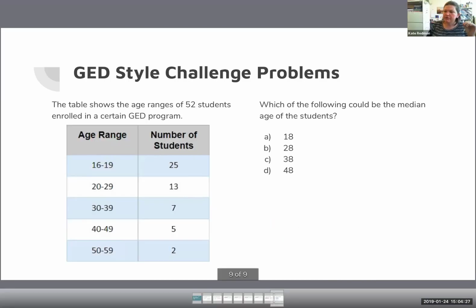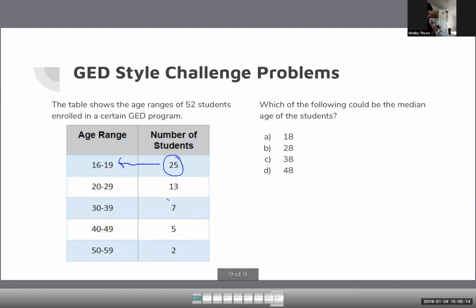The table below shows the age ranges of 52 students enrolled in a certain GED program. Now this time, my data is not specific. My data is just in a range. So you can see here that I know that there's 25 students in that range, but I don't know if there's 16, 17, 18, 19. It could be 25 19-year-olds. It could be 24 16-year-olds and 1 18-year-old. I don't know anything specific about the data. I just know the range of it. I have 13 in their 20s and 7 students in their 30s, 5 in their 40s, and a couple in their 50s.